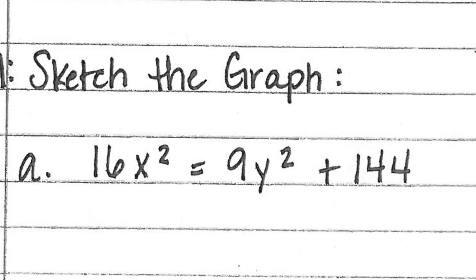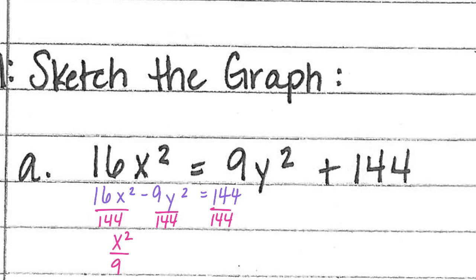So the first thing I know is I have to go ahead and get that 9y squared to the other side. So I'm going to do that by subtracting. And I know that all hyperbolas and ellipses have to be equal to 1, so I'm going to divide everything through by 144. So what I end up having is x squared over 9, because 16 times 9 is 144, minus y squared over 16 is equal to 1.